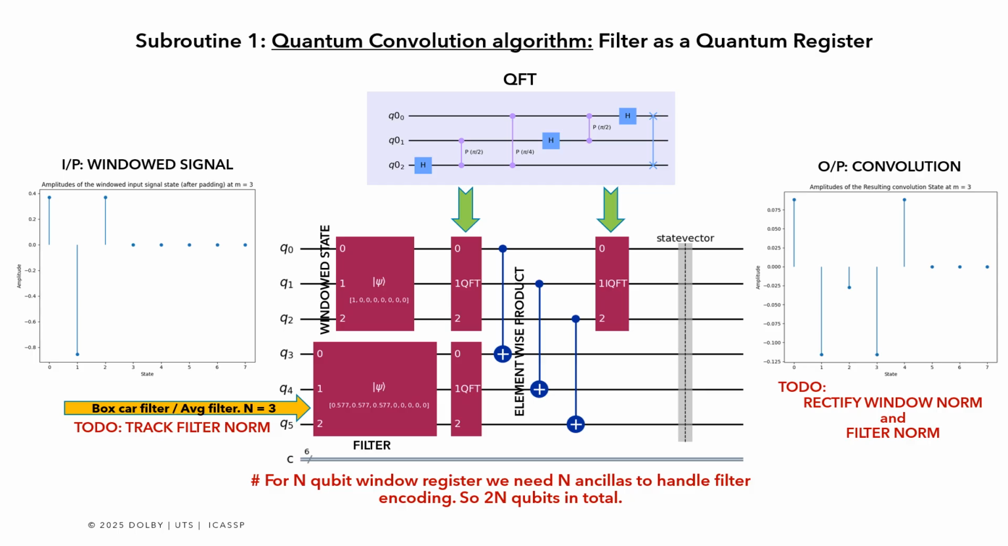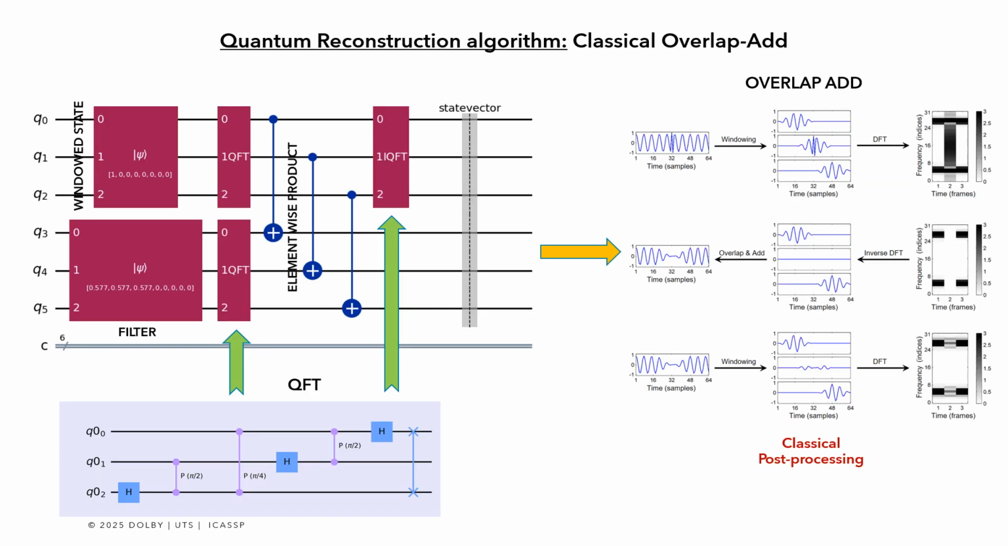The circuit we see in the middle is how a typical quantum circuit is designed. When we say an algorithm, it more or less means that we designed the circuit. So if you see such a circuit, it's just how quantum algorithms or quantum circuits are displayed for ease of comprehension. Once we have the convolved output and we rectify the window norm and the filter norm, we have the correct output, the convolved output.